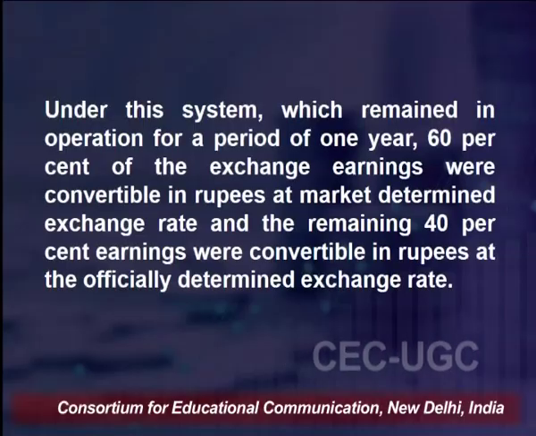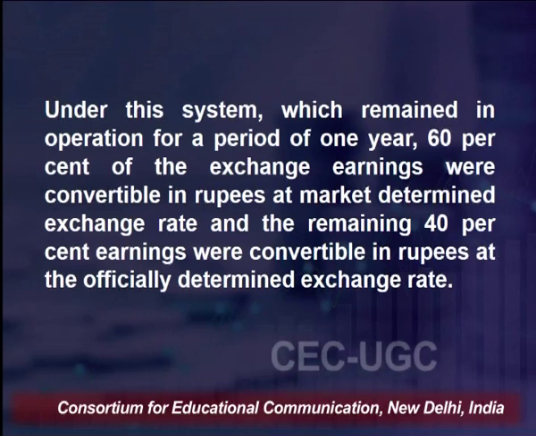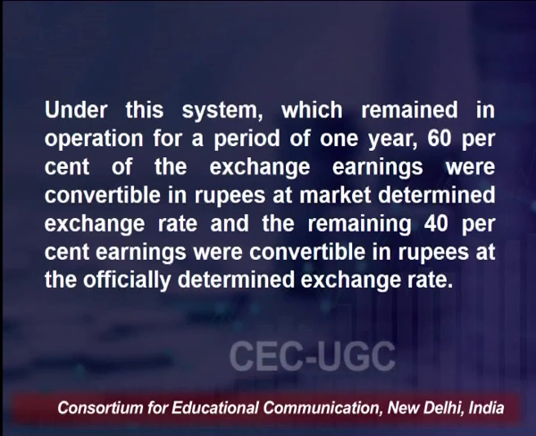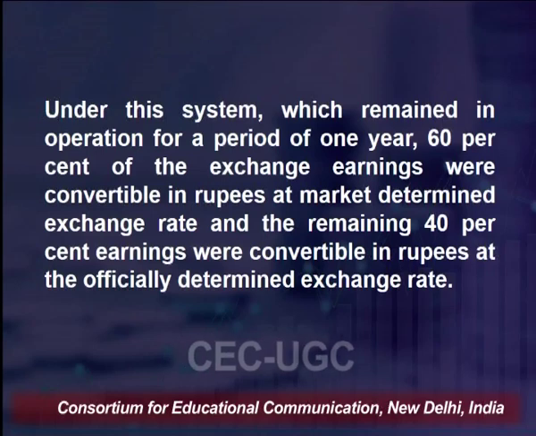So, that makes it what? That this money will be partially convertible for that time period, because presently it is fully convertible. So, under this system, which remained in operation for a period of 1 year, what happened? 60% of the exchange earnings were convertible in rupees at the market determined exchange rate. That means the price that is being computed by the market forces, and the remaining 40% earnings were converted as per the rate that is being determined officially.